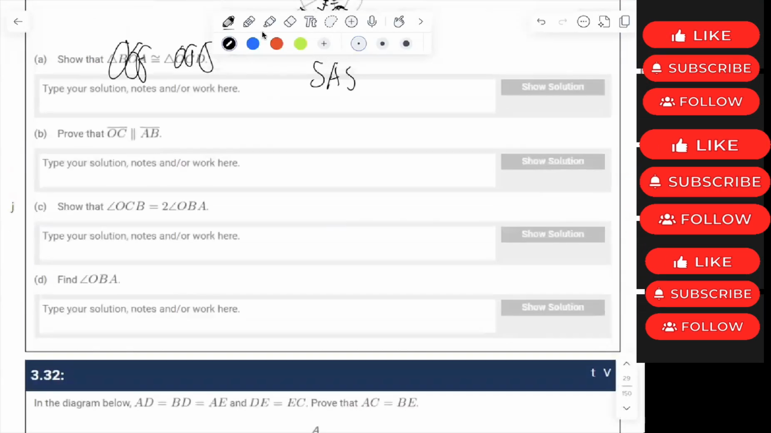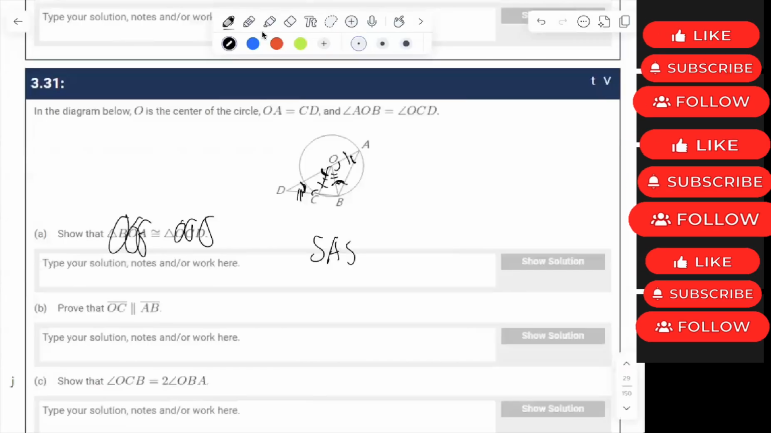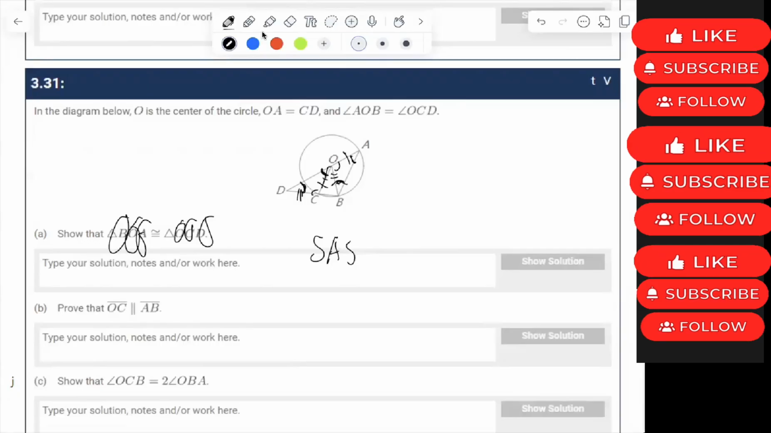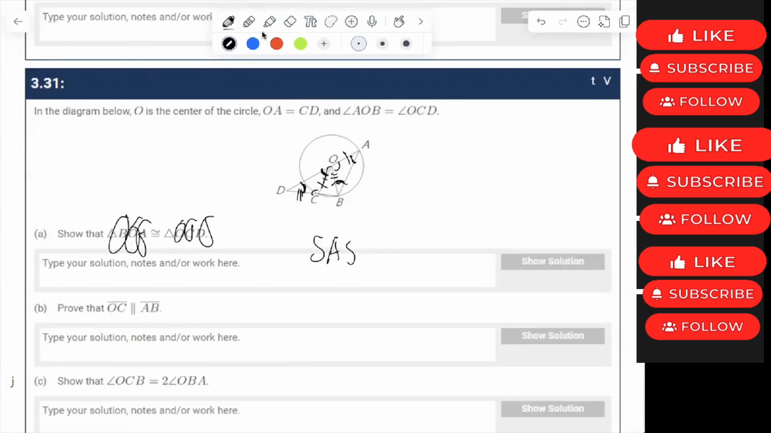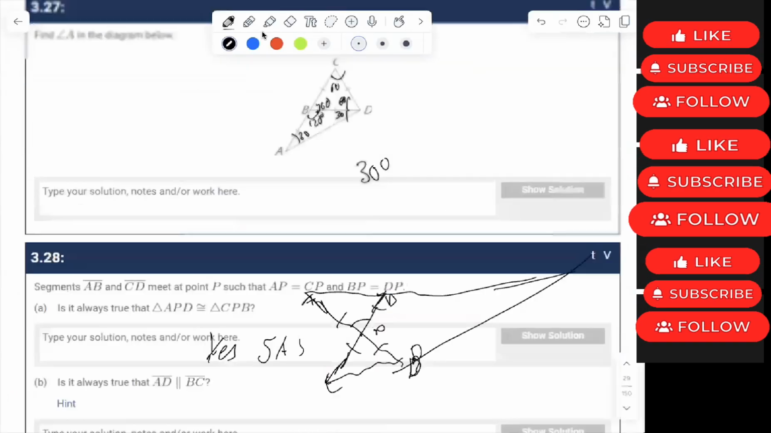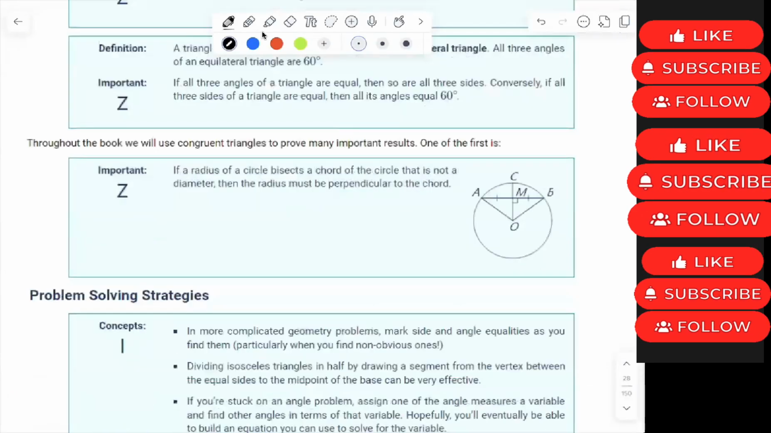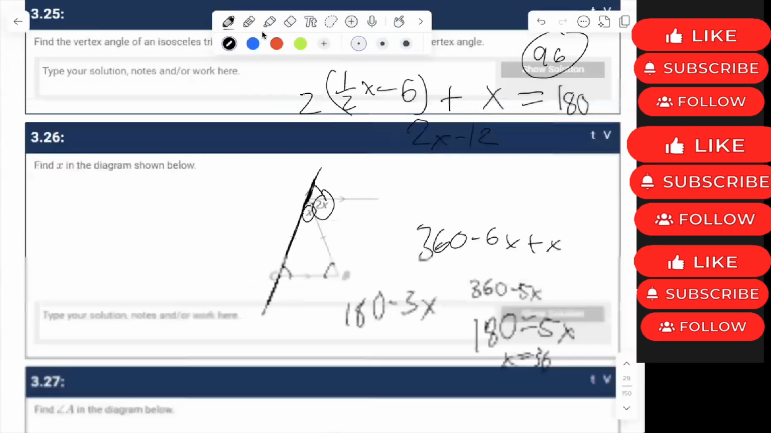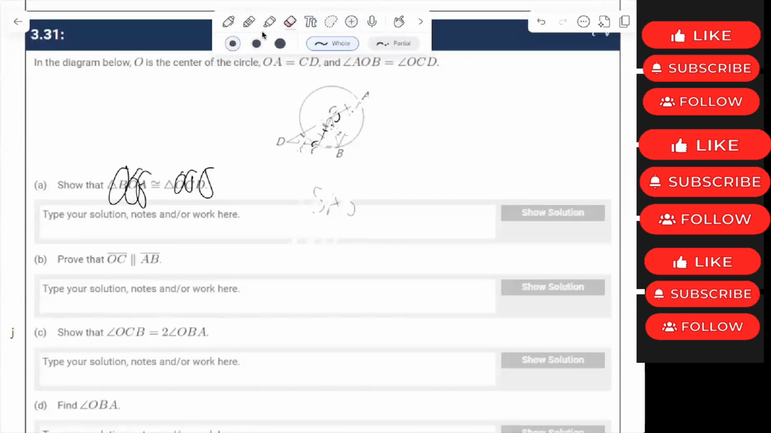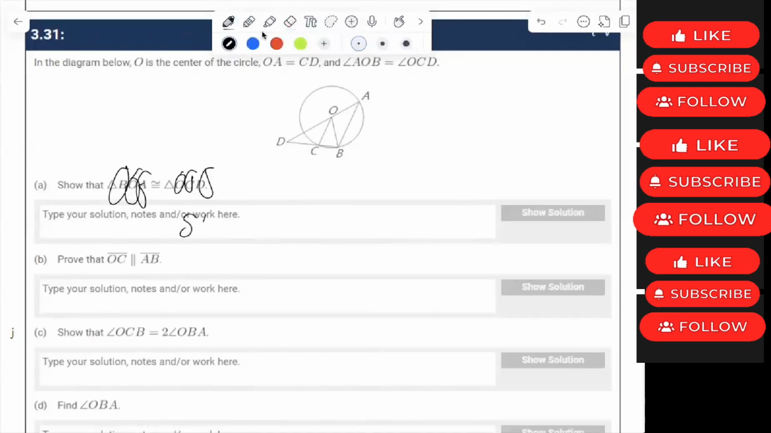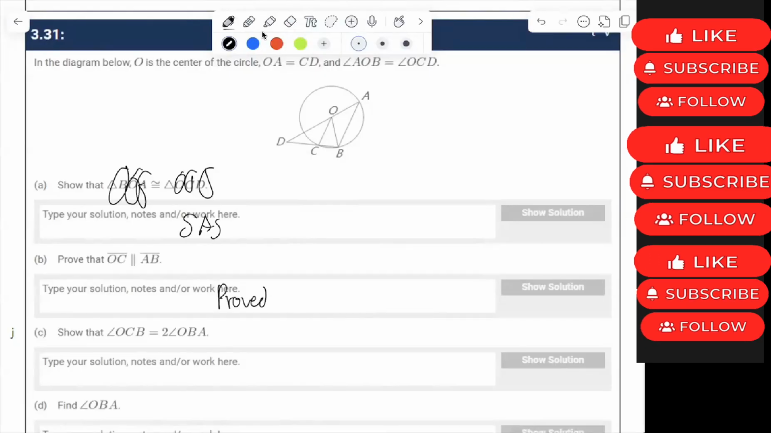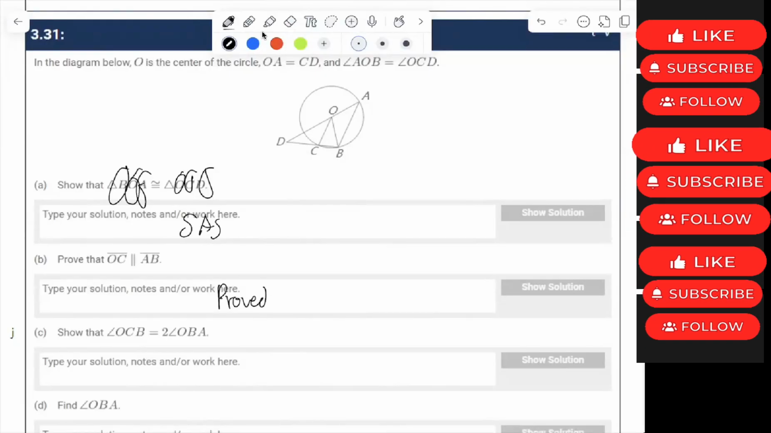Now I want to show that OCB is equal to 2 OBA, right? OCB is equal to 2 OBA. How do we approach this part? Well, we can try to use arcs, alright? Did we cover arcs before? No, we didn't. We didn't talk about arcs, alright? Let's clear this diagram up. Let's just say it's SAS, and we're going to show that OCB is equal to 2 OBA.